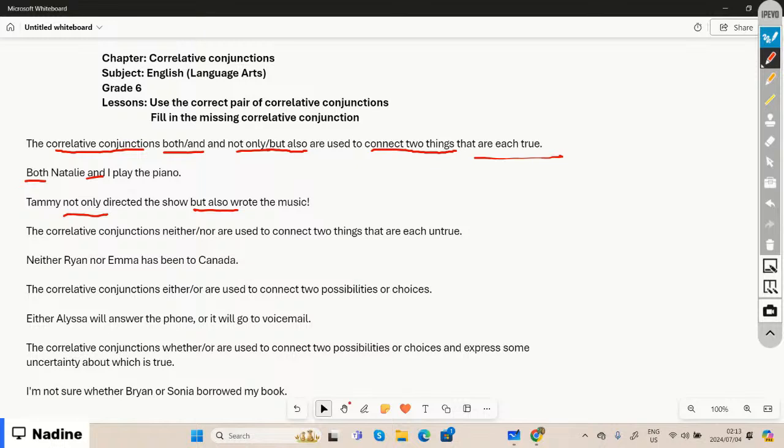All right. And the correlative conjunctions, we also have neither nor. When we use the correlative conjunction neither nor, it is used to connect two things that are each untrue. So both and, not only but also, those show that things are true, but neither nor basically shows that it is not true. For example, neither Ryan nor Emma has been to Canada.